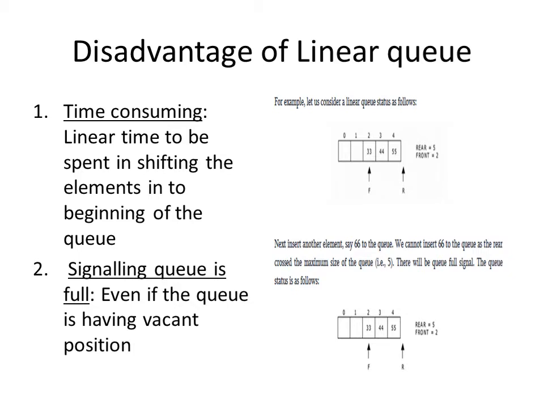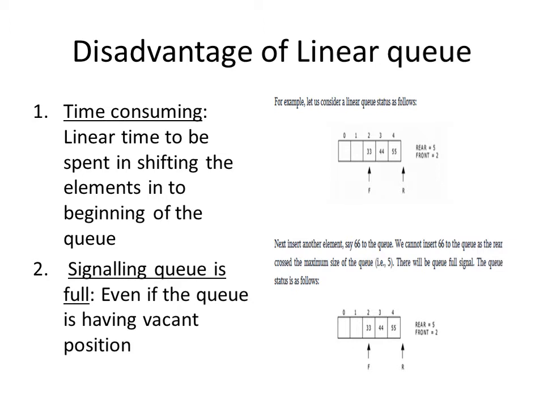First, it is time consuming. Linear time is spent shifting the elements to the beginning of the queue. That means for this reason it will take more time. The time complexity in a linear queue is more, and it signals the queue is full. That means even if the queue has vacant positions, it will show that it is full.